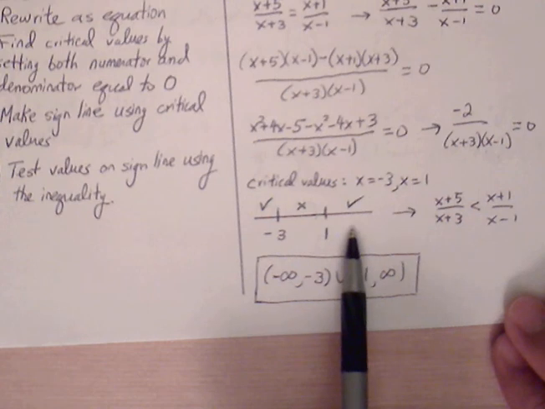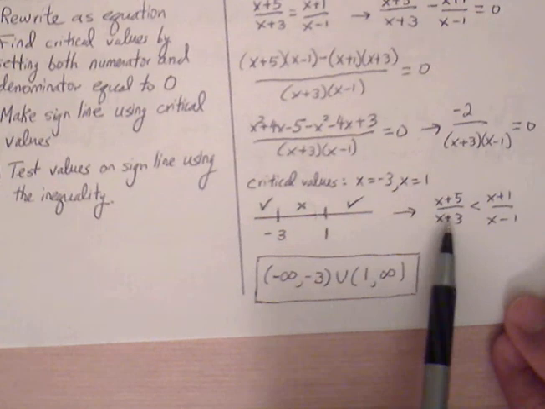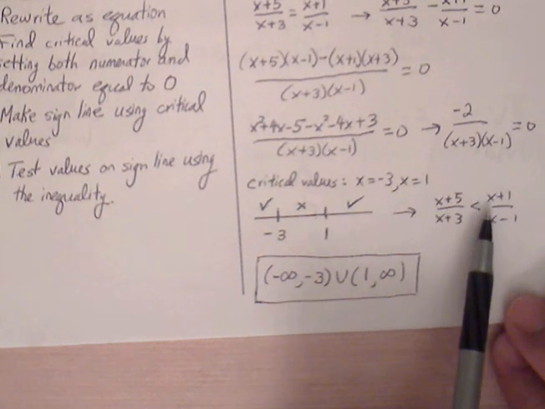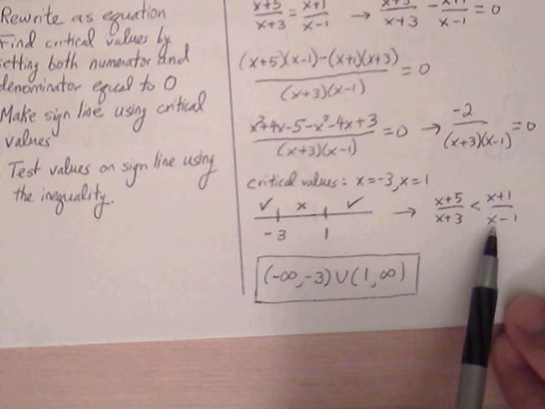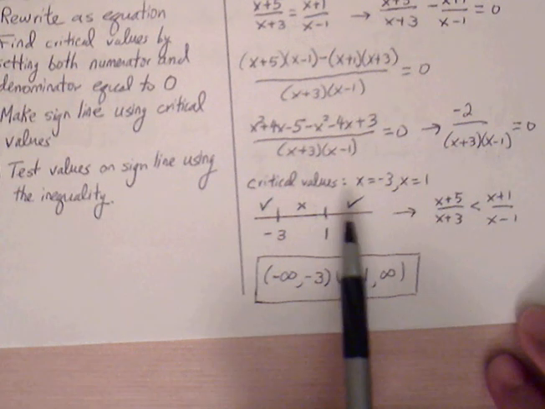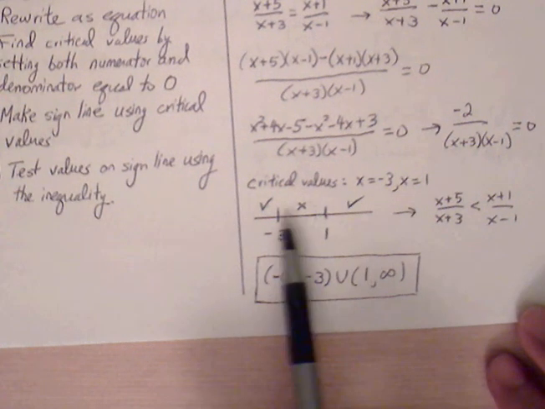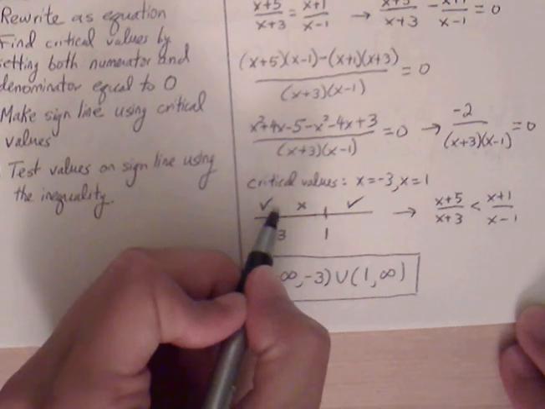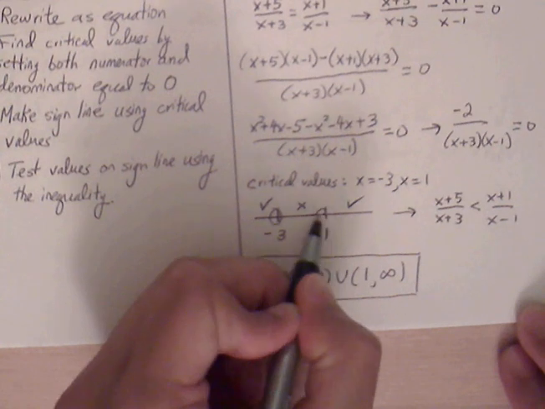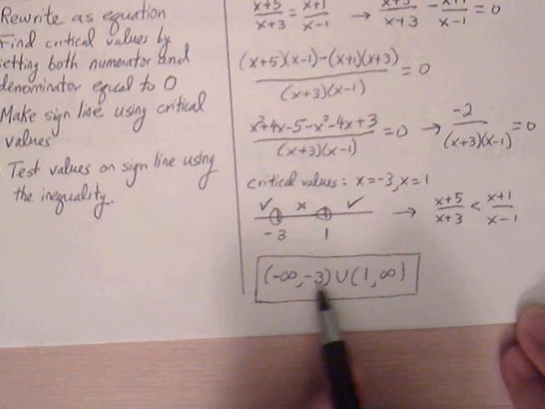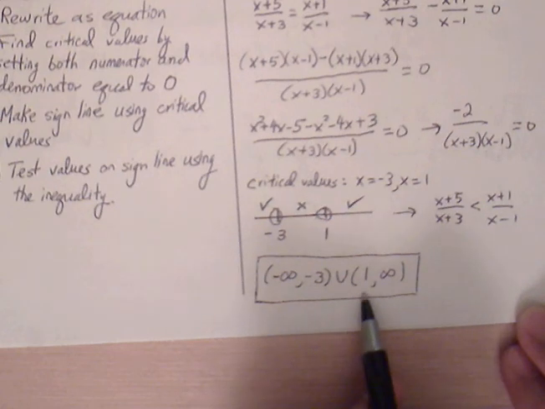And finally, I'm going to test a value that's to the right of 1. So I plug in 2, so 2 plus 5 over 2 plus 3. So 7 over 5, 7/5 is going to be less than 3 over 1. So 7/5 is less than 3. That's true. So now our two intervals will be from negative infinity to negative 3, and then from 1 to infinity. And again, these are going to be open circles because the inequality is less than, not less than or equal to. So that's our solution. Negative infinity to negative 3, union 1 to infinity.